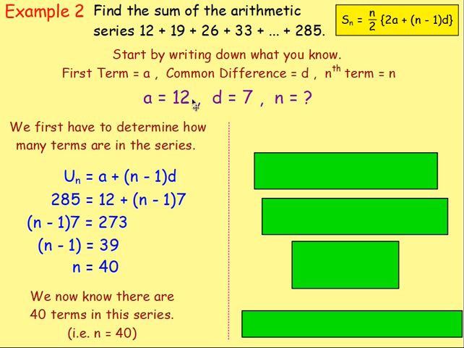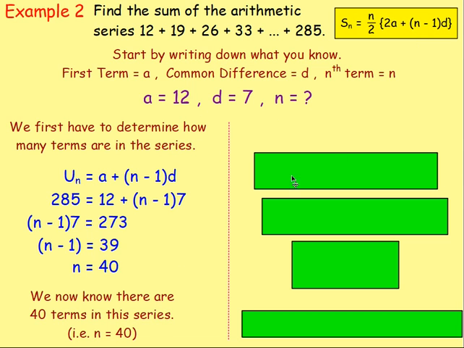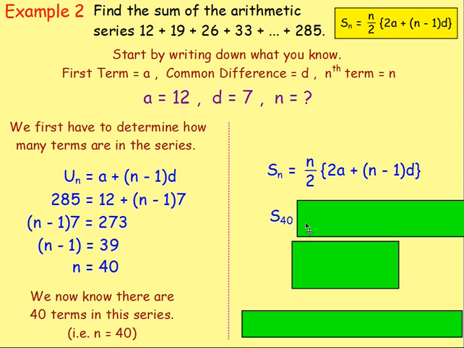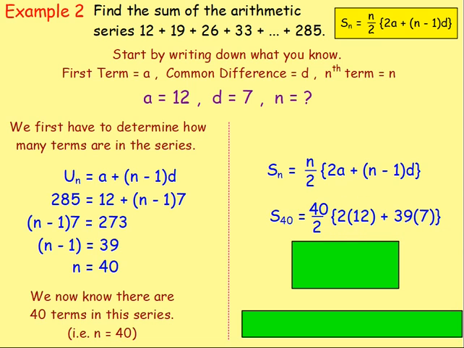What we can do now, because we know a, we know d, we know n, is use this formula to find the sum. So we're writing down the sum of n terms equals n over 2, curly brackets, 2a plus n minus 1 d, close the curly brackets. That will give us the sum of the first 40 terms equals 40 divided by 2 multiplied by 2 times a, which is 12, plus n take away 1, which is 39, times d, and d is 7.